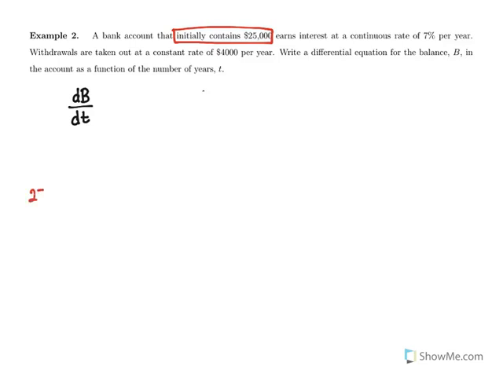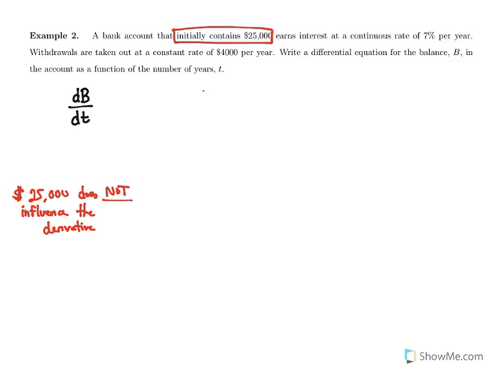All right, the $25,000 does not influence the derivative at all. That's just how much money is in the account at the beginning. That's not going to have anything to do with how it's changing every single time.